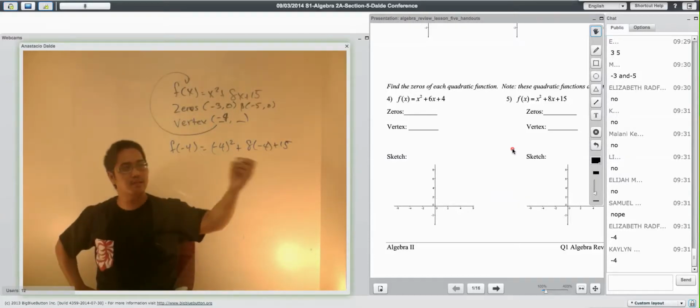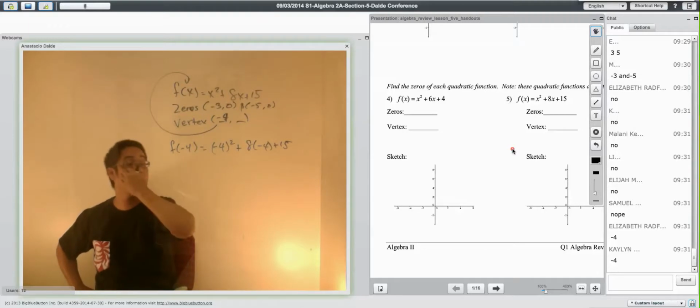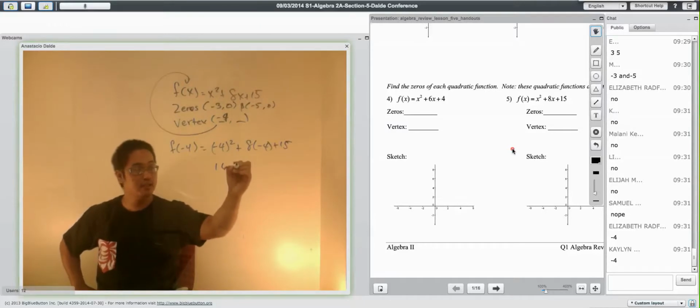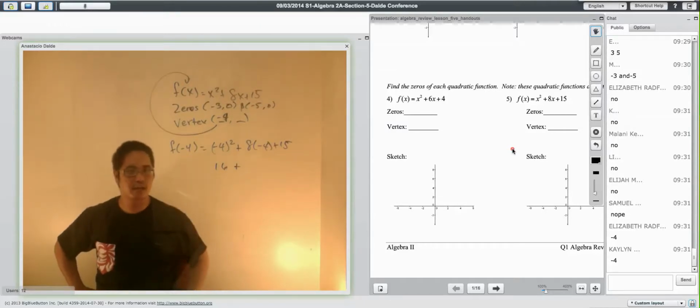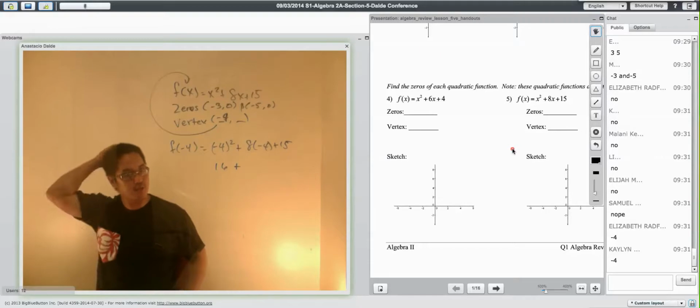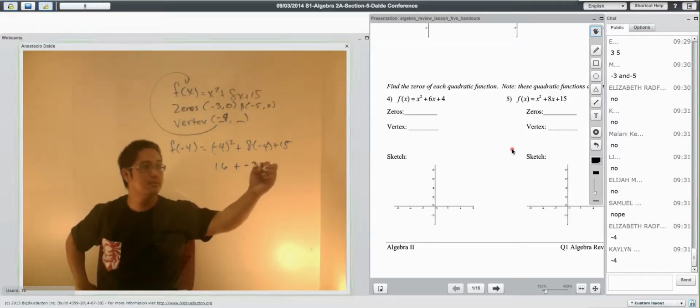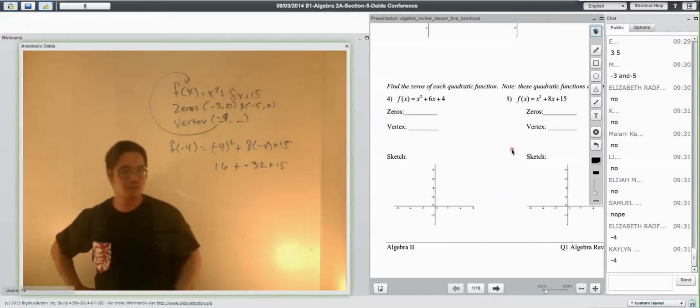And Sam, that's where we got that other equation that you were a little confused about. But anyway, we just plugged in -3 in the other case into the equation. We plug in -4 this time. So that would be 16 plus 8 times -4, which is -32, plus 15. So what is that?